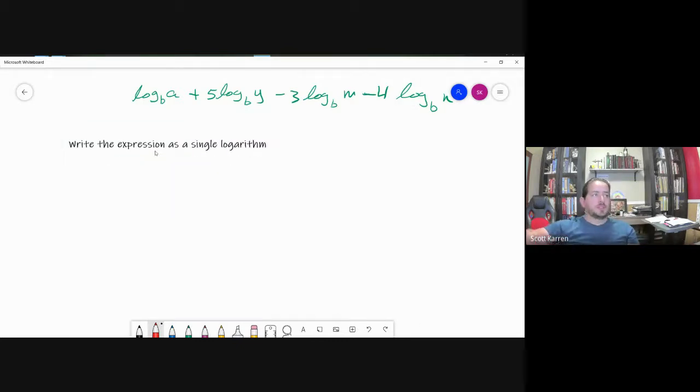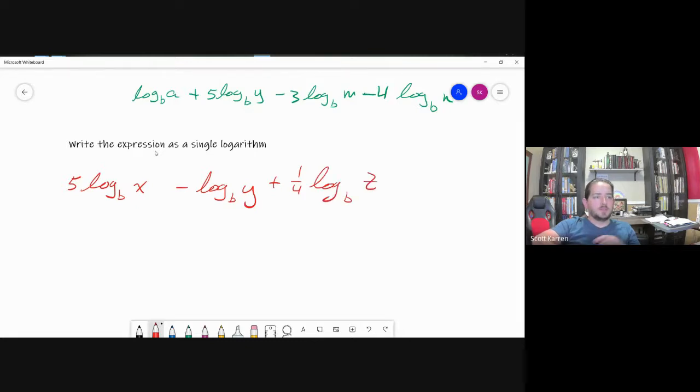Write this expression as a single logarithm. So we're going to go the other way and compress it down. Let's say I have 5 log base b of x minus the log base b of y plus 1/4 log base b of z.